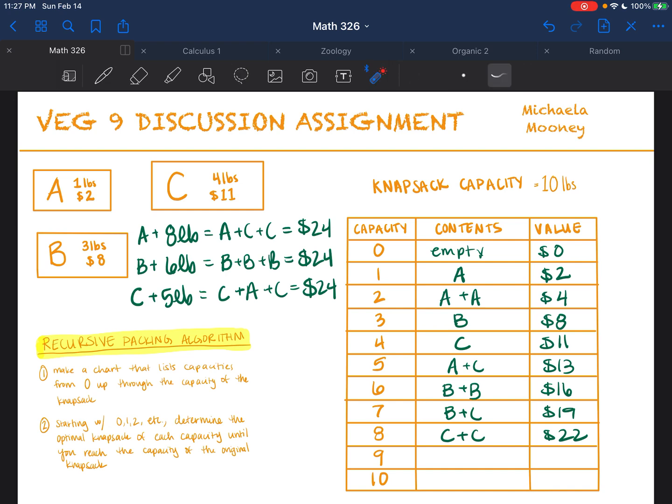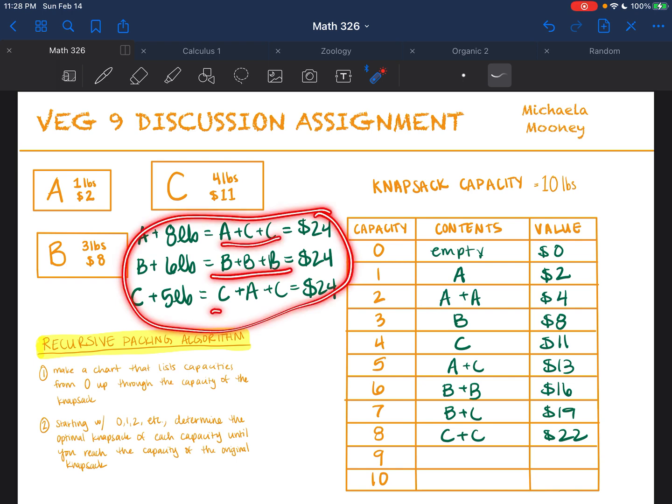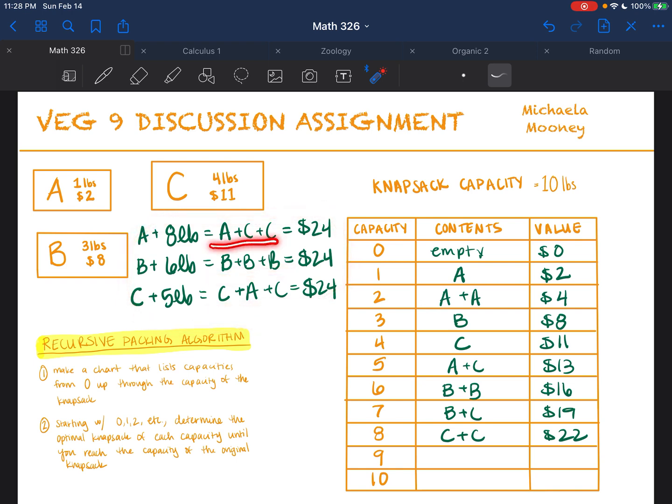So we have a 3-way tie for best value, and that means we can pick any of these: ACC, BBB, CAC. Really, ACC and CAC are the same because they're just the same letters out of order. I'm going to pick BBB just for fun, because I like that they're all the same. So let's do B plus B plus B at $24. Remember, you could have picked any of them because they all give you the same value.